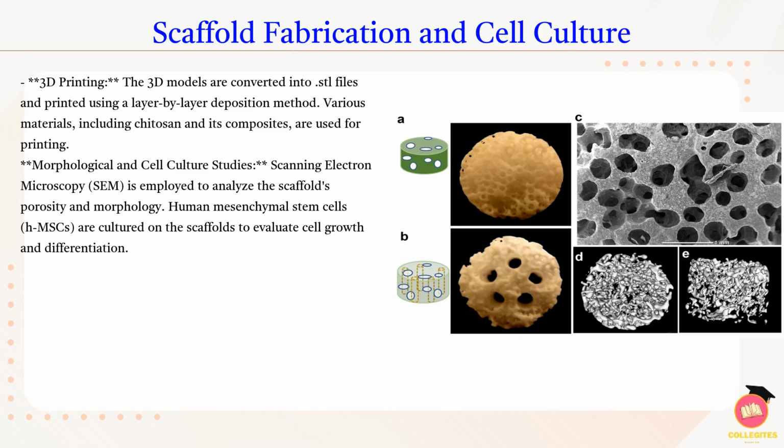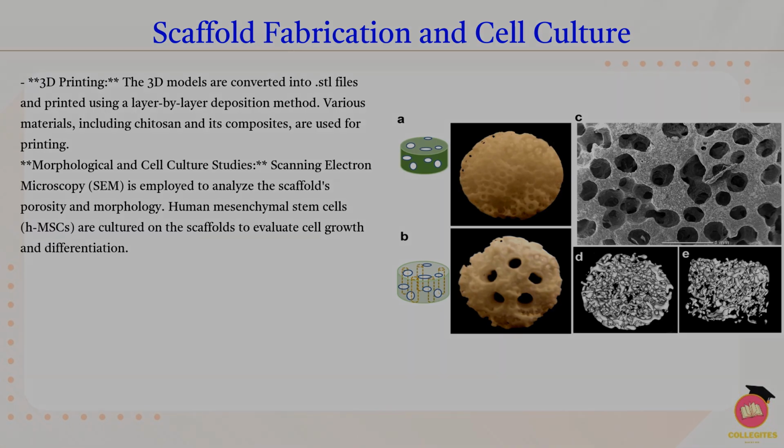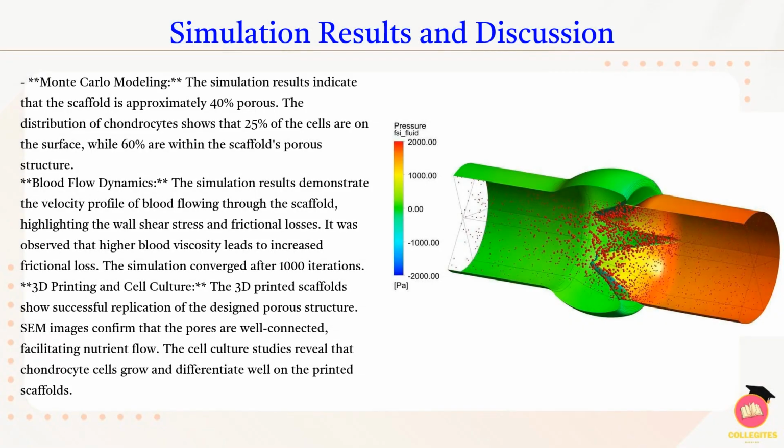Human mesenchymal stem cells, HMSCs, are cultured on the printed scaffolds to evaluate cell growth and differentiation, validating the scaffold's suitability for tissue engineering applications. The simulation results from both the Monte Carlo method and CFD provide valuable insights into the scaffold's properties.